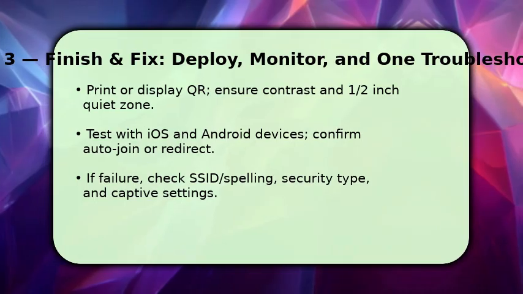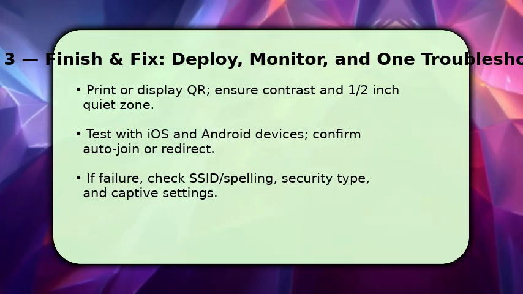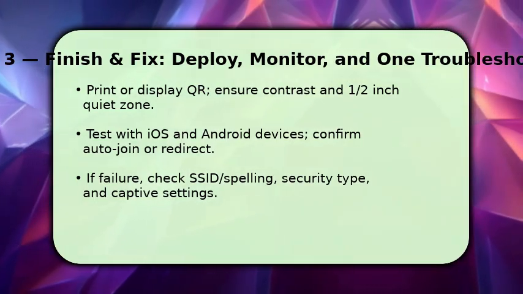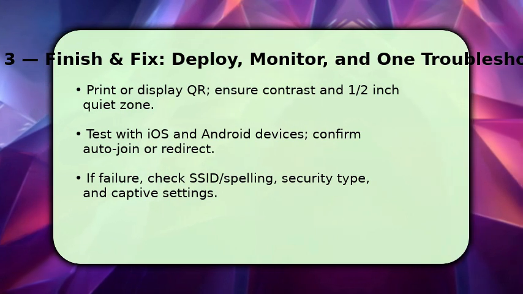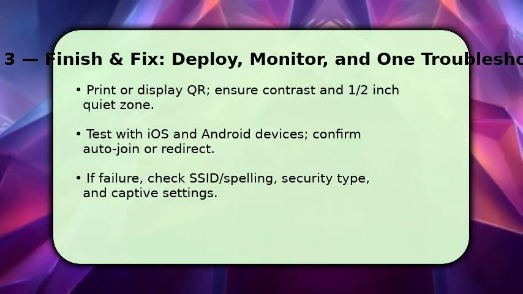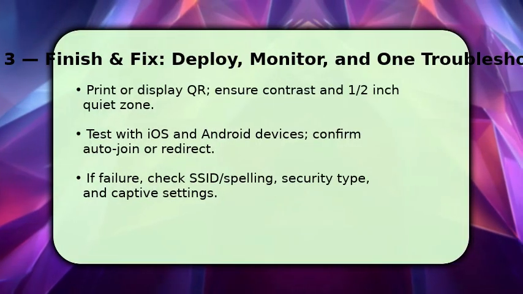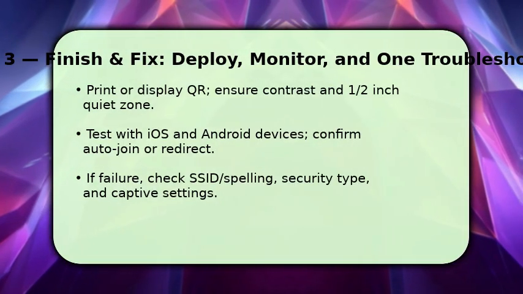If users cannot connect, recheck the SSID spelling, security type, and password. Make sure the Hotspot's captive portal is enabled and HTTPS works. One tip: temporarily lower QR error correction if scanning fails due to dense.